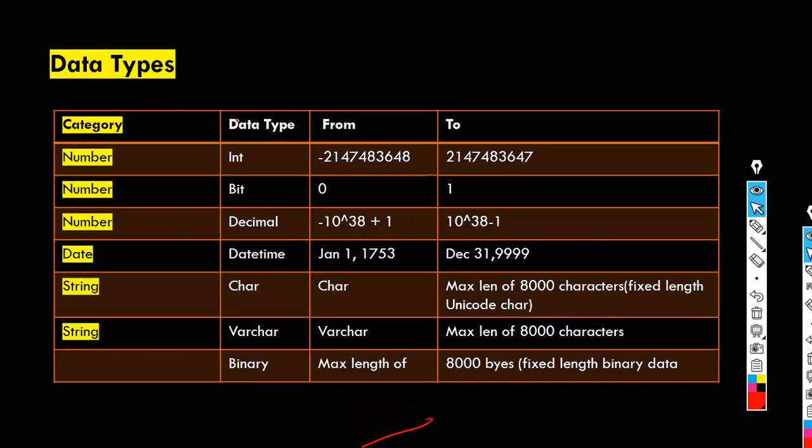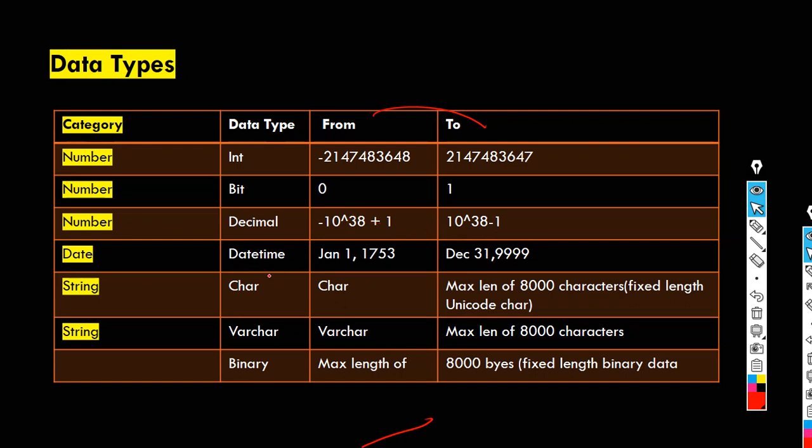And these are the data types and their ranges, the limitations: what is the range that I can store? You can store negative values up to this digit and positive values up to this. In the case of the integer data type, and in the case of bit, it is 0 or 1. The next one is decimal. The decimal values range between negative 10 raised to the power 38 plus 1, and 10 raised to the power 38 minus 1.